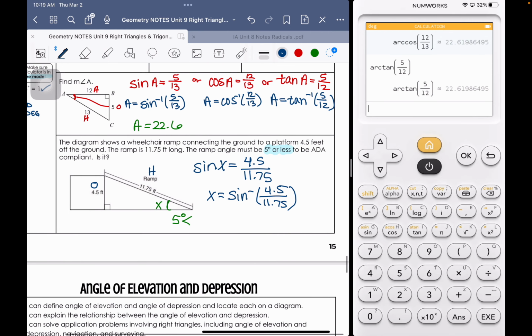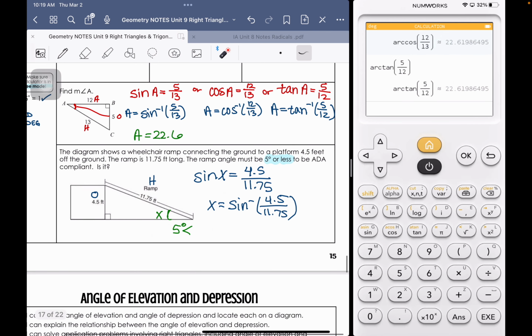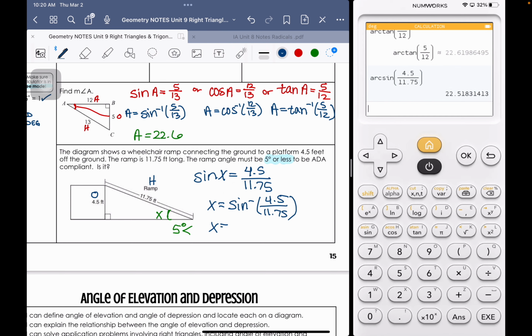So I did skip a step. Do you guys see? Instead of doing all of this work where we write the sine on there twice, I just went straight to writing the inverse sine of our fraction and having x by itself. So inverse sine of 4.5 divided by 11.75 gets us x equaling 22.5. So that is our angle measure. 22.5 is not less than 5 degrees.